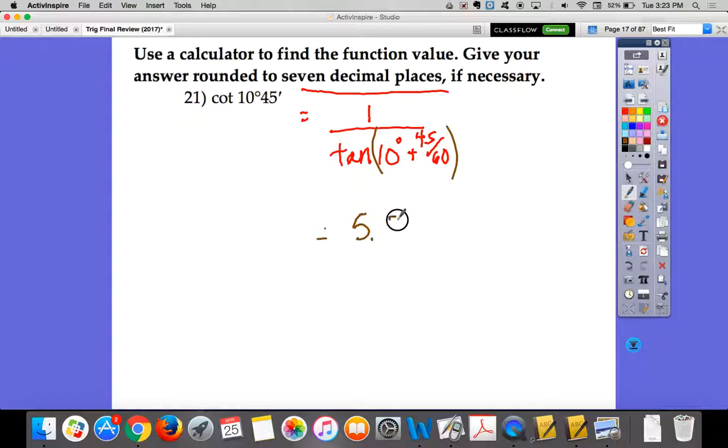Okay, so I got 5.267151. I'm not sure how many I've got. That's 6. Okay, so that's going to be a 7. My next number's a 2, so I leave it with a 7. There you go.